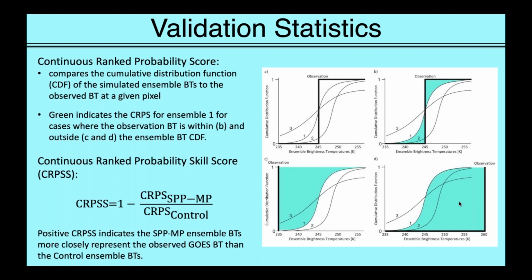We are also going to calculate the continuous ranked probability score, or CRPSS, which is calculated using the equation 1 minus the ratio of the CRPS for the SPP-MP ensembles and the control ensembles. We chose this because we want to see how the SPP-MP ensembles' brightness temperatures change compared to the control ensembles. If it's positive, that means our CRPS for SPP-MP is smaller than our CRPS for control, and therefore it more closely represents the observed GOES brightness temperatures.